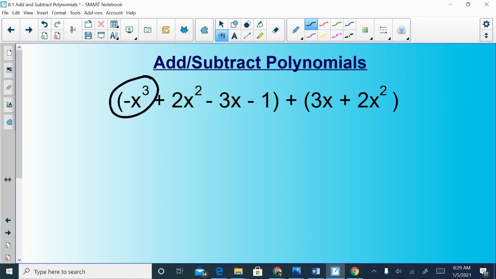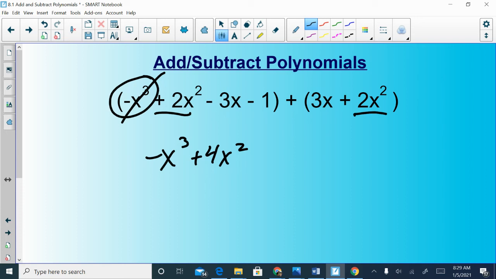This one here, that's going to be our biggest exponent, to the third, but it doesn't have any partners in the other one. There's no other x to the thirds. So our leading term is going to be negative x to the third. Up next, we have x squared. We have a positive 2x squared here and a positive 2x squared there. When you combine those, they make positive 4x squared.